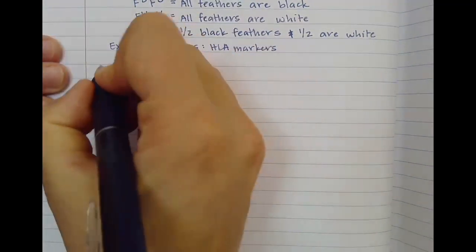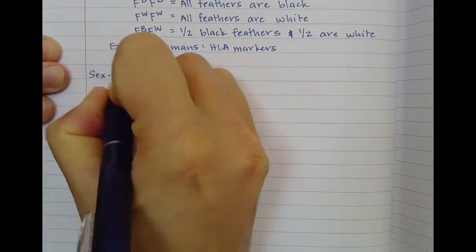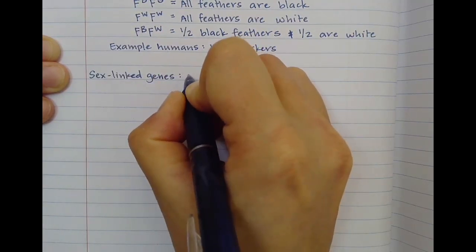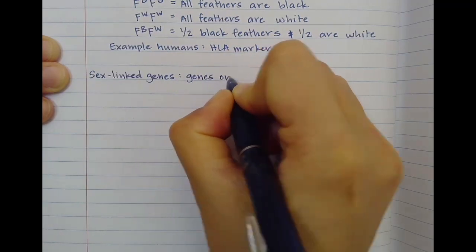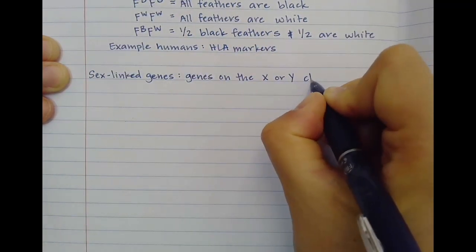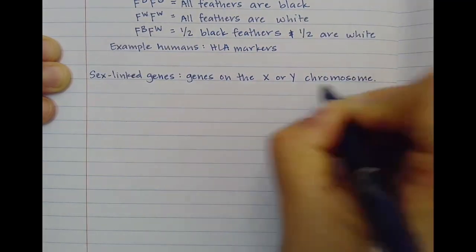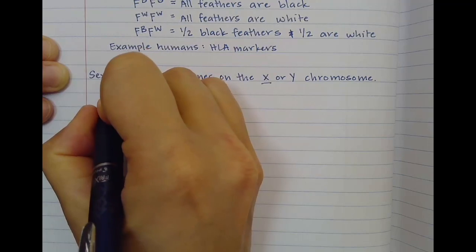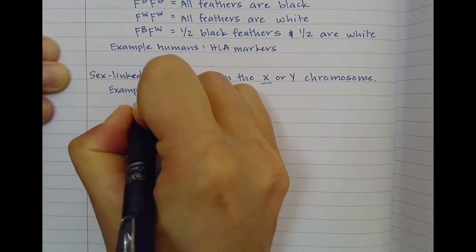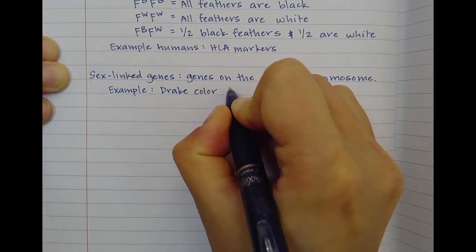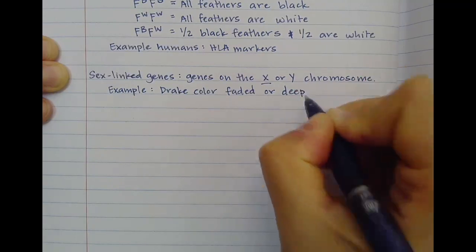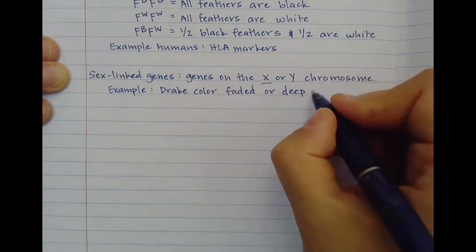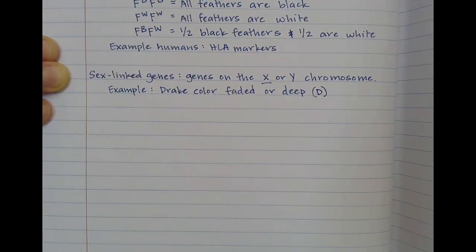The next thing that we're going to look at are sex-linked genes. And these are genes on the X or Y chromosome, normally on the X chromosome. Our example of this in the game is faded and deep. And in the game, having a deep color is dominant to having a faded color. So deep is the dominant one.